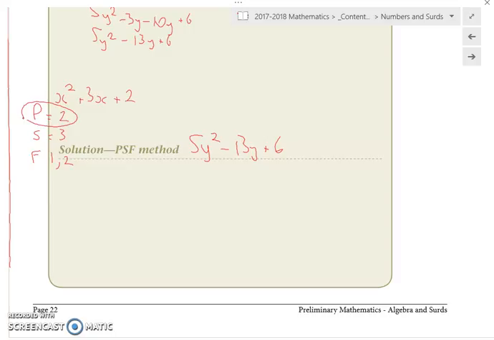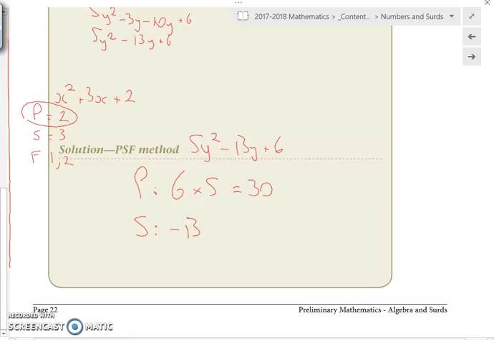2. So with this one, when we do the product, it's actually not going to be just 6. It's going to be the 6 times 5. We have to multiply it by the coefficient of the y squared in this case. Does that make sense? That's all because when you expand it, you're doing 5y times something. So now the sum is still the same. The sum is still minus 13. And then the factors are now of 30. They're not of 6.